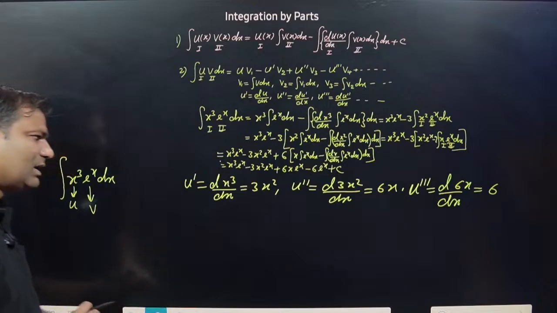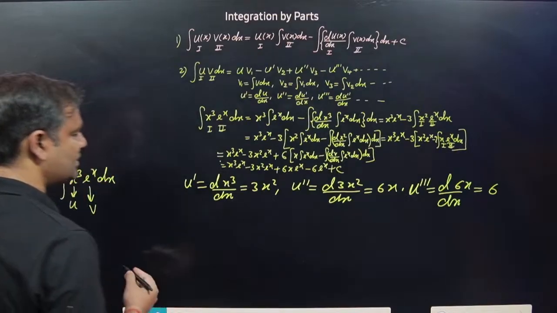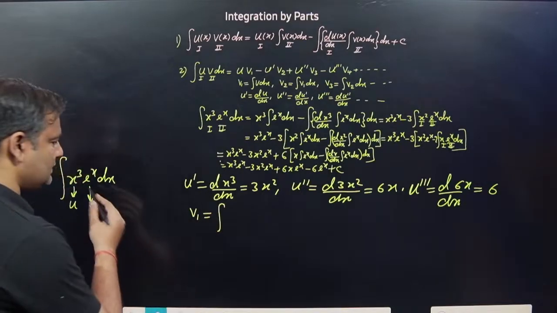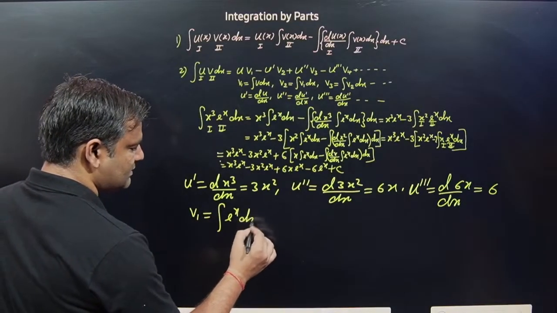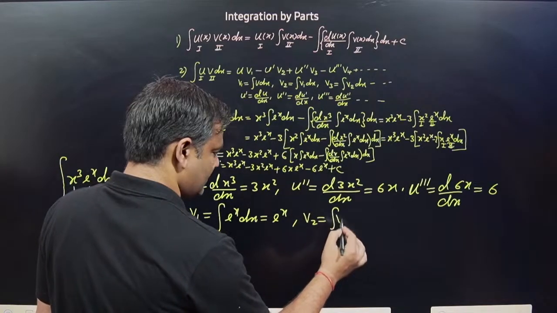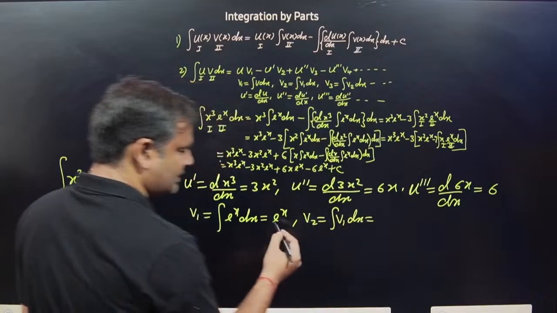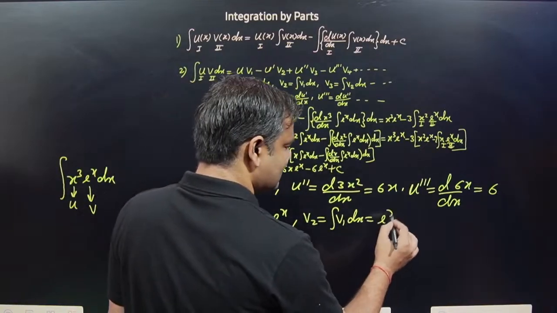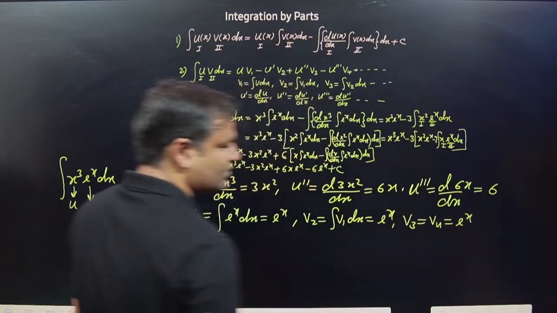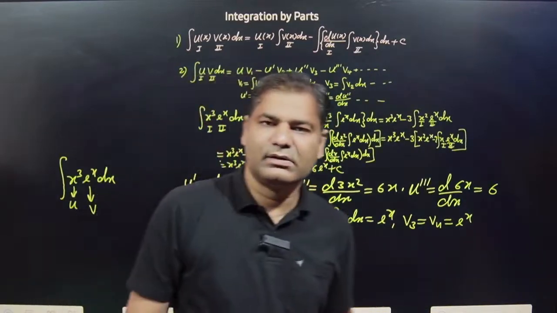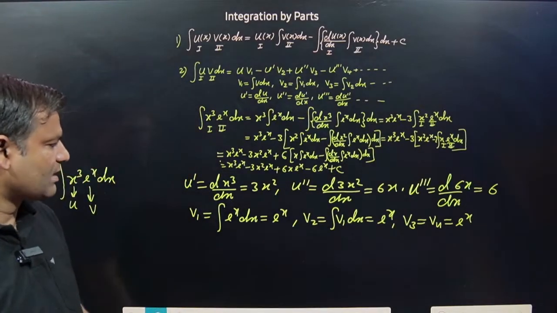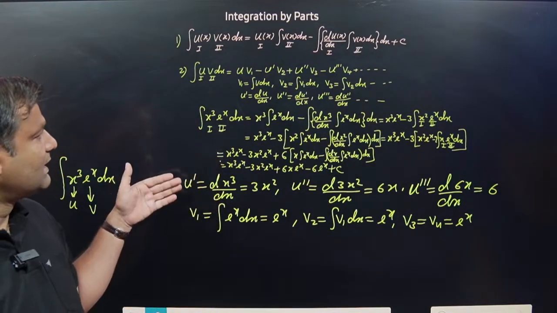Clear? Now we focus on the next target: v1, v2, v3, v4. v1 means integration of e to power x, which is e to power x. v2 means integration of v1 dx, v1 is e to power x, so again e to power x, and v3, v4 are also e to power x, because integration of e to power x is always e to power x. Okay, so now put these values here.